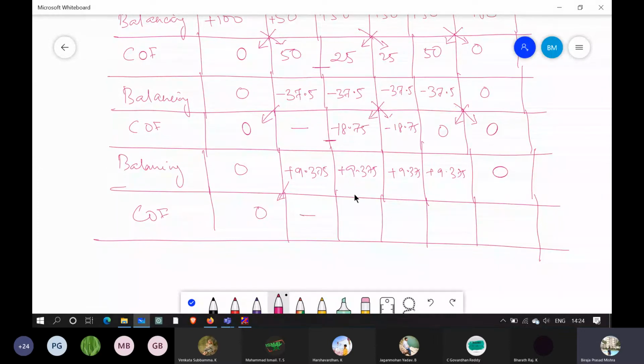This will be plus 4.6875, and this will be plus 4.6875. Similarly, this will be nothing and this will be 0. Next, again balancing.